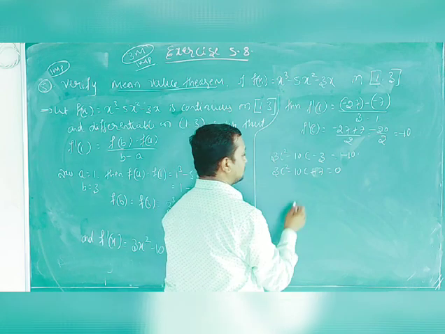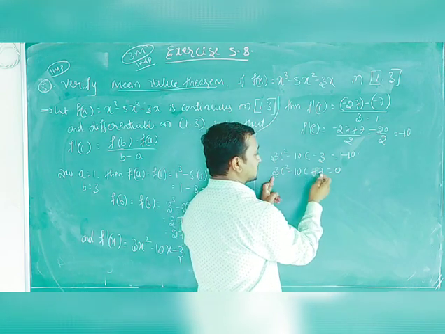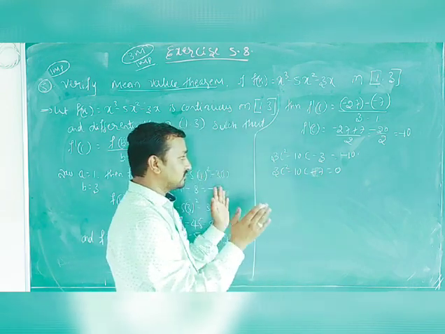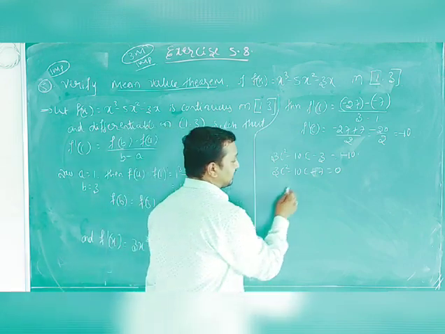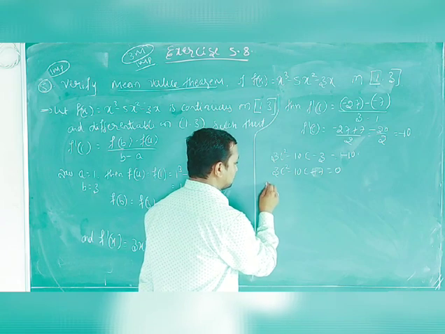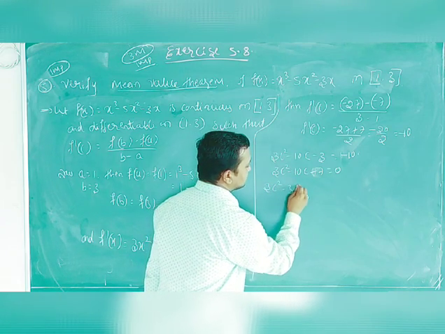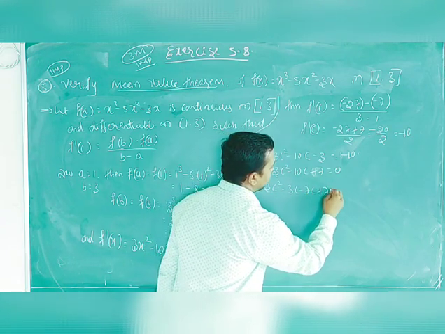This is the quadratic equation 3c square minus 10c plus 7. Then we factorize by using the factors method. We find the value of c. So here I can write 3c square minus 3c minus 7c plus 7 equal to 0.